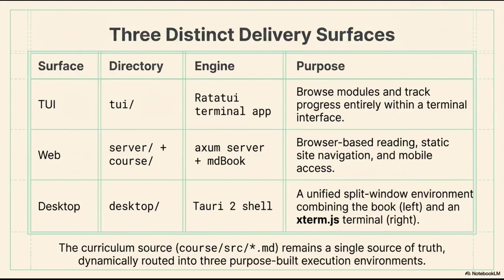Finally, the desktop surface, found in its own directory, utilizes a Tori 2 shell. This offers a unified split-window environment, combining the course material on the left with an integrated xterm.js terminal on the right. This setup provides a powerful, self-contained learning experience directly on the user's desktop. This layered approach ensures flexibility and broad accessibility, all while maintaining consistency and ease of maintenance from a single, centralized content source.